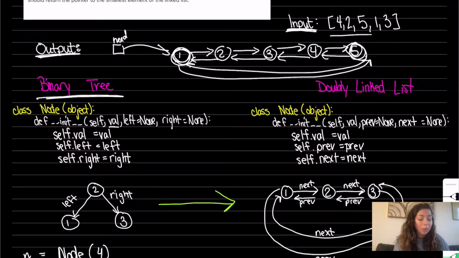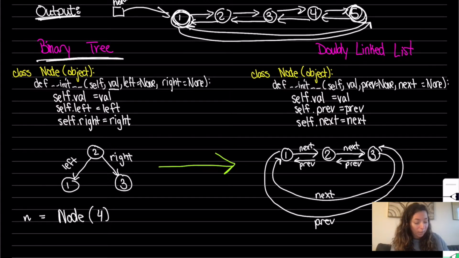really similar though to a doubly linked list. So when we think about a node in a doubly linked list, we're going to have a previous and a next. So you can see here, if 2 is our node, the next is going to be 3 and the previous is going to be 1.